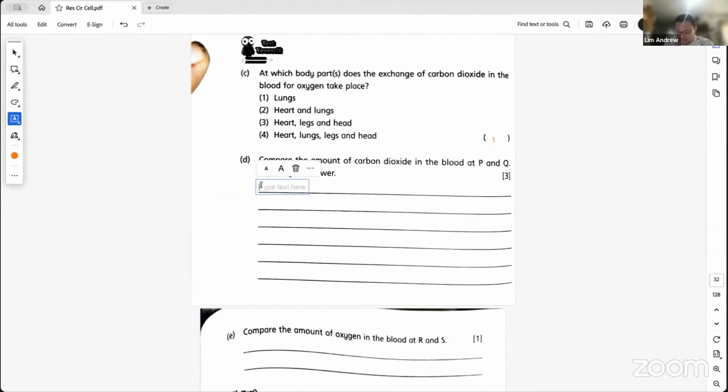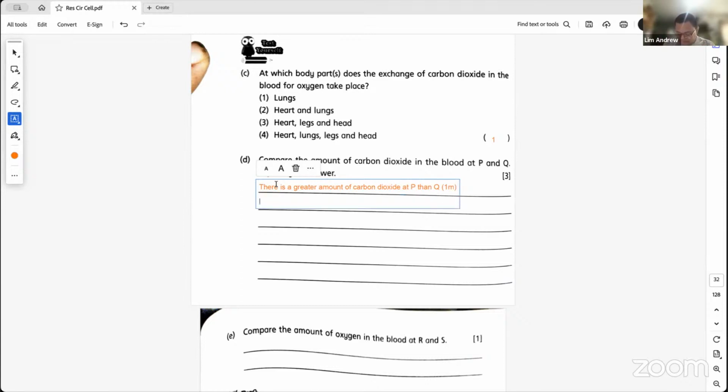All right. First, we have to explain what the question wants us to answer. It means the amount of carbon dioxide. So we have to say that there is a greater amount of carbon dioxide at P than Q. This will give you 1 mark. You can earn the first mark by answering the question. Next, you explain.